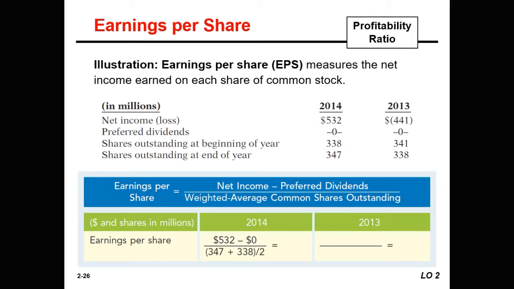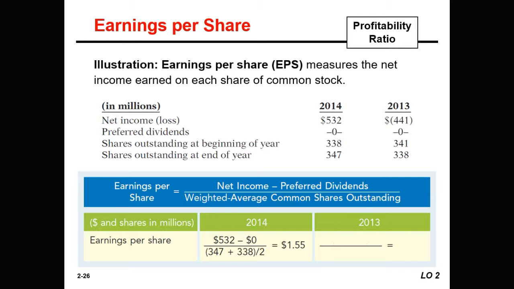You're going to hear a lot of things about average when it comes to ratio analysis. By and large, typically when you see that, what we're doing is we're going to take what the beginning of the year was, what the end of the year was, and divide it by 2. So EPS for 2014 is $1.55. Now remember, these are in millions.